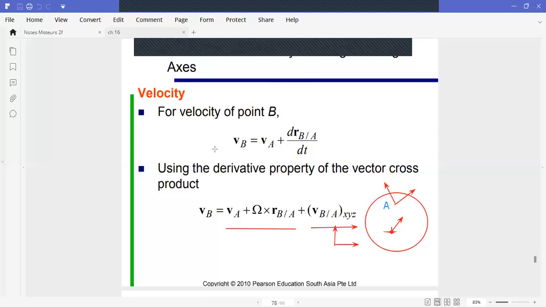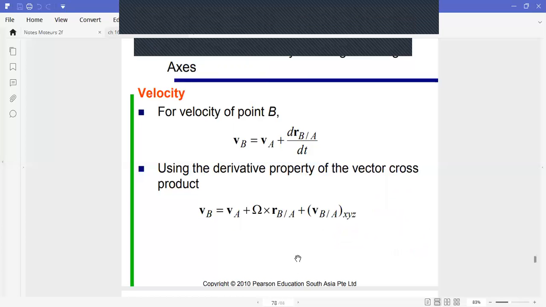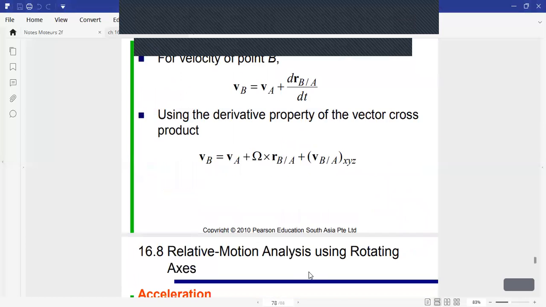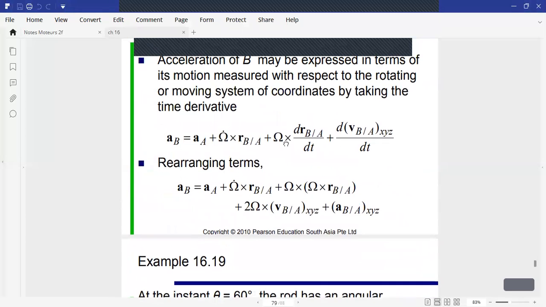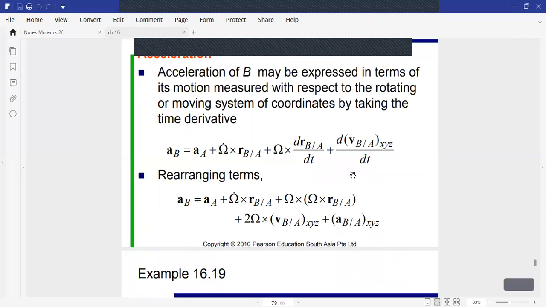Now, to get a relation between accelerations, I will derive this relation with respect to time. I get a relation between accelerations. So now to get the acceleration relation, okay, as we said, we derive the velocity relation. The derivative is very complex. I will not go through details of derivation.